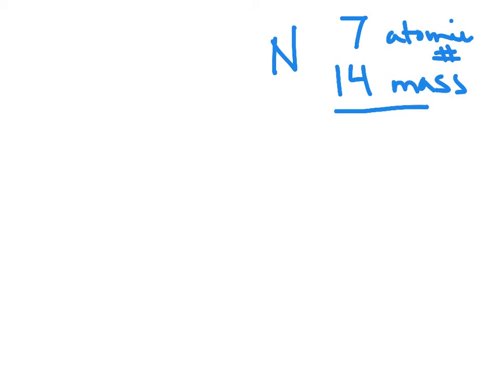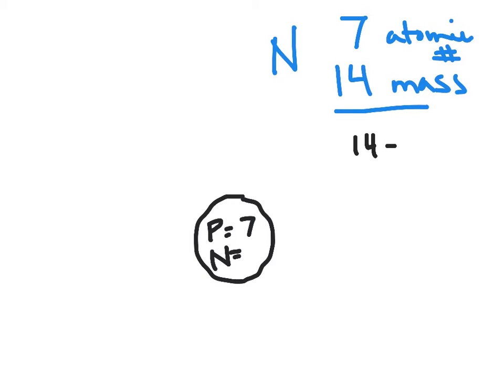So, first thing we need to do when you draw your Bohr diagram, we got our circle there. This is our nucleus. So the number of protons is the atomic number, so that would be 7. And to calculate the number of neutrons, I need to subtract the atomic number from the mass. So 14 minus 7 is going to also be 7. So my number of neutrons is 7. So the nucleus is complete.